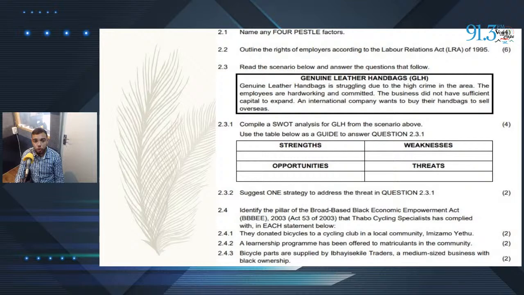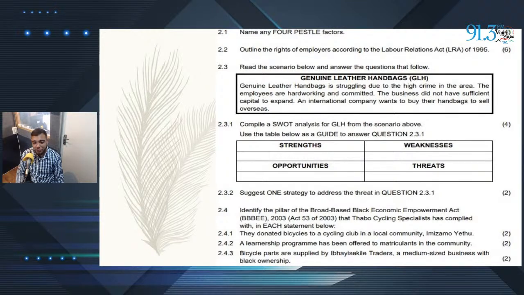We move on to 2.4. Identify the pillar of the Broad-Based Black Economic Empowerment Act, the triple B double E, that Turbo Cycling Specialist has complied with in each statement below. So here you're only going to have to identify and name the pillar that comes along with the sentences below.